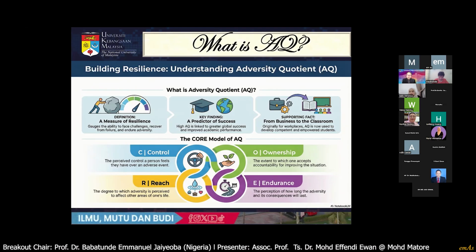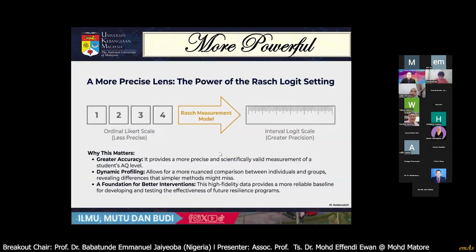For the AQ, we have 4 constructs, and this is based on the CORE model, adapted by Stokes in 1997. We have control, and control is how much control the person feels they have over an adverse event. And then the ownership, the extent to which one accepts accountability for improving the situation. And the reach is about the perceived extent to which the adversity will affect other areas of one's life. And the fourth element is the endurance, the perception of how long the adversity and its consequences will last.